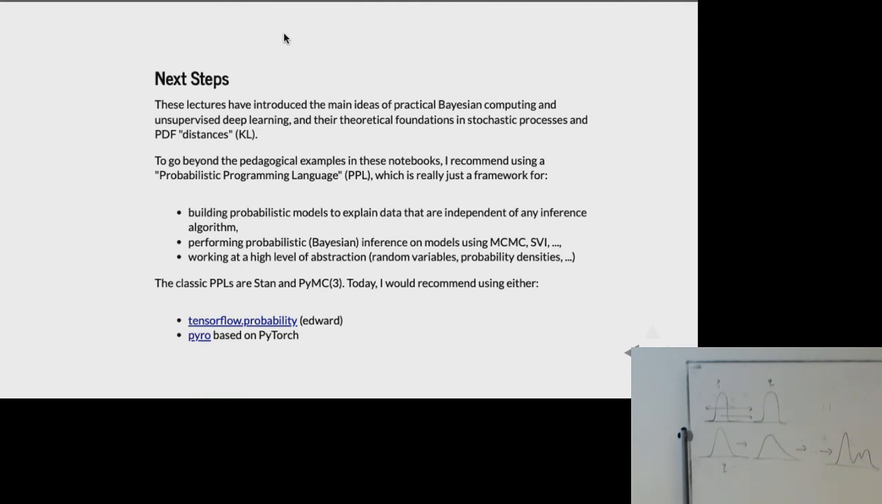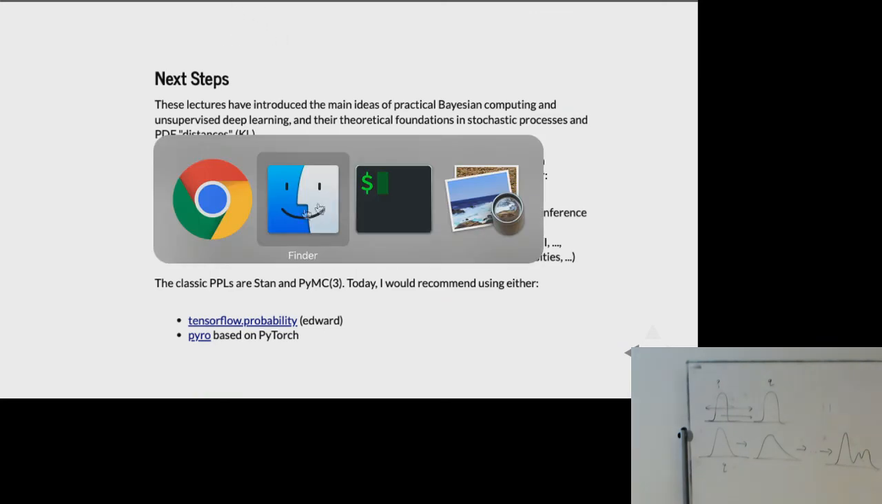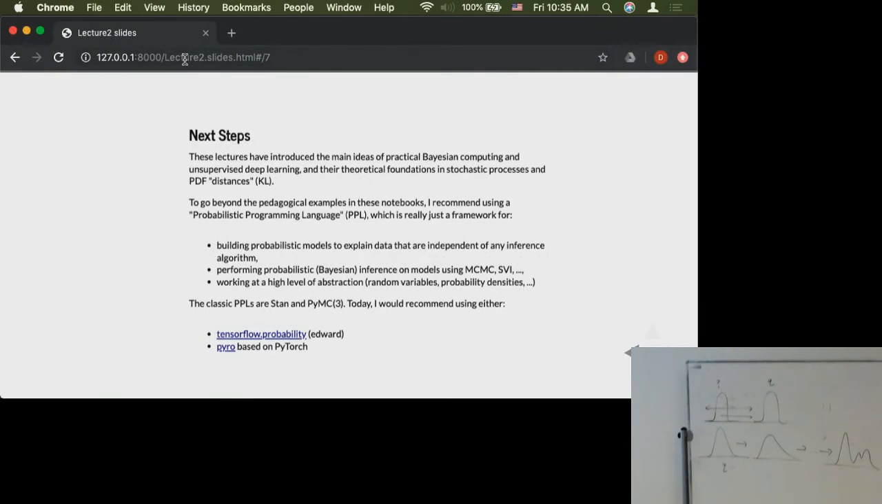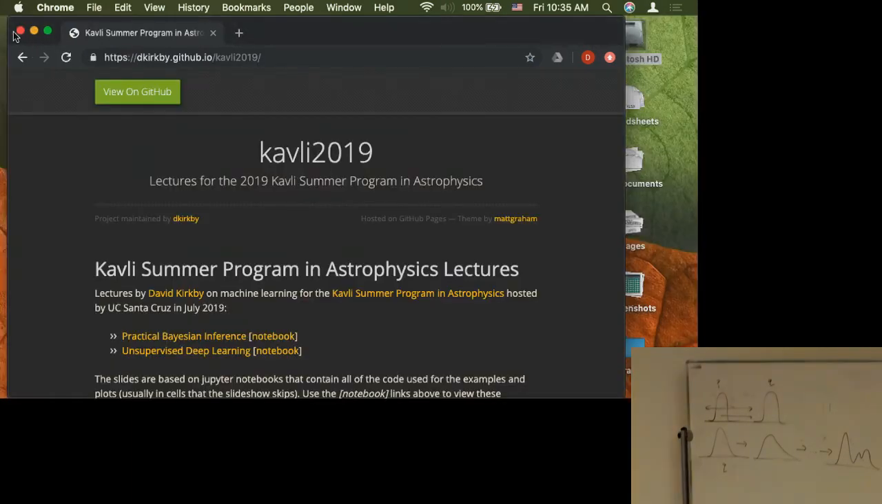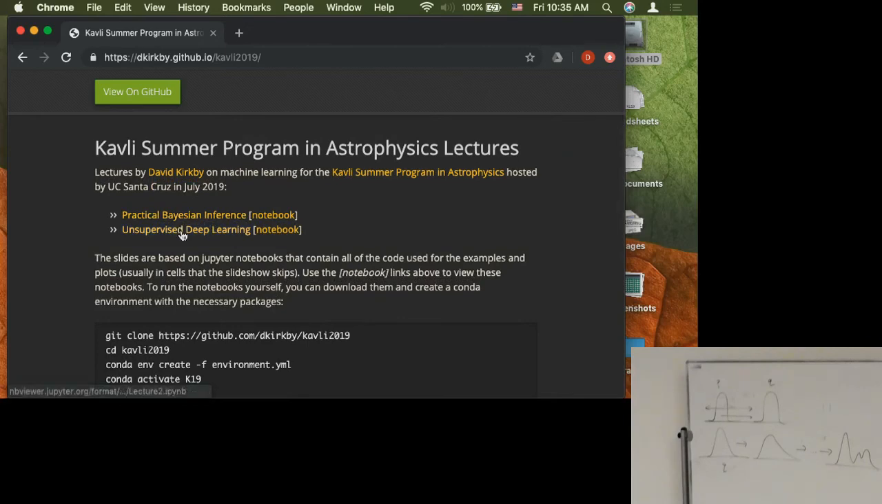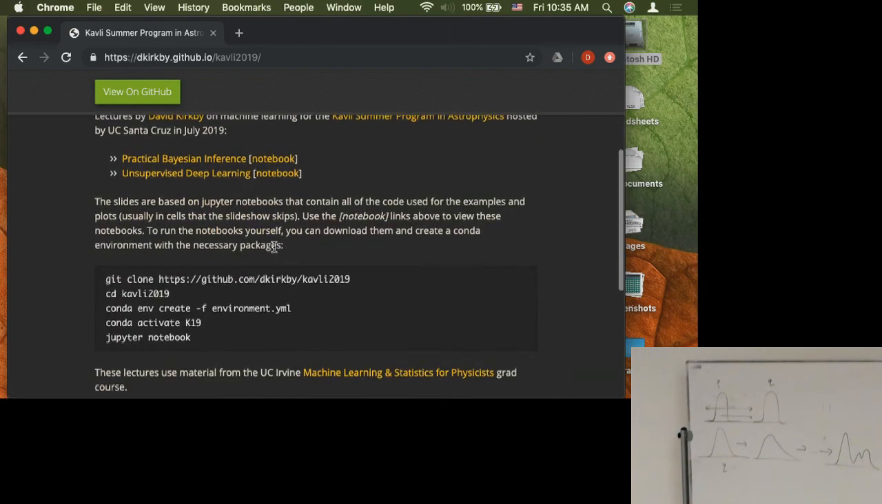Okay, so I hope this has given you a good foundation, and that you will go on and look more at this stuff. I want to show you where the lectures are. Yeah, so this is the GitHub page that has the lectures. These links here will actually show you the slideshow. And then these links here will show you the notebook, so you can see some of the code that I hid in the slides that actually makes all the plots and examples work.